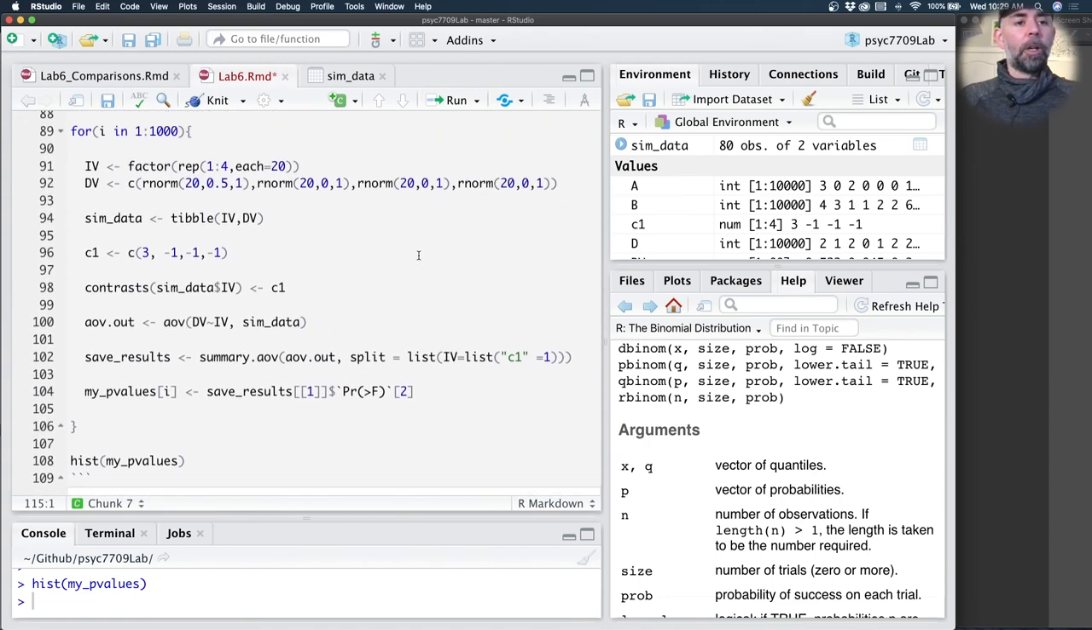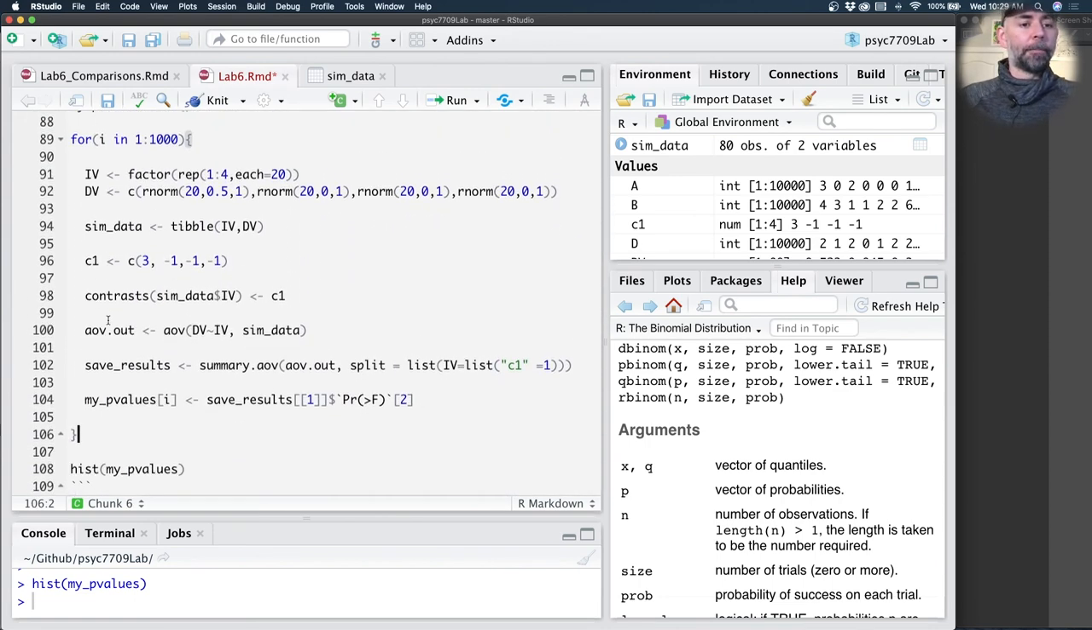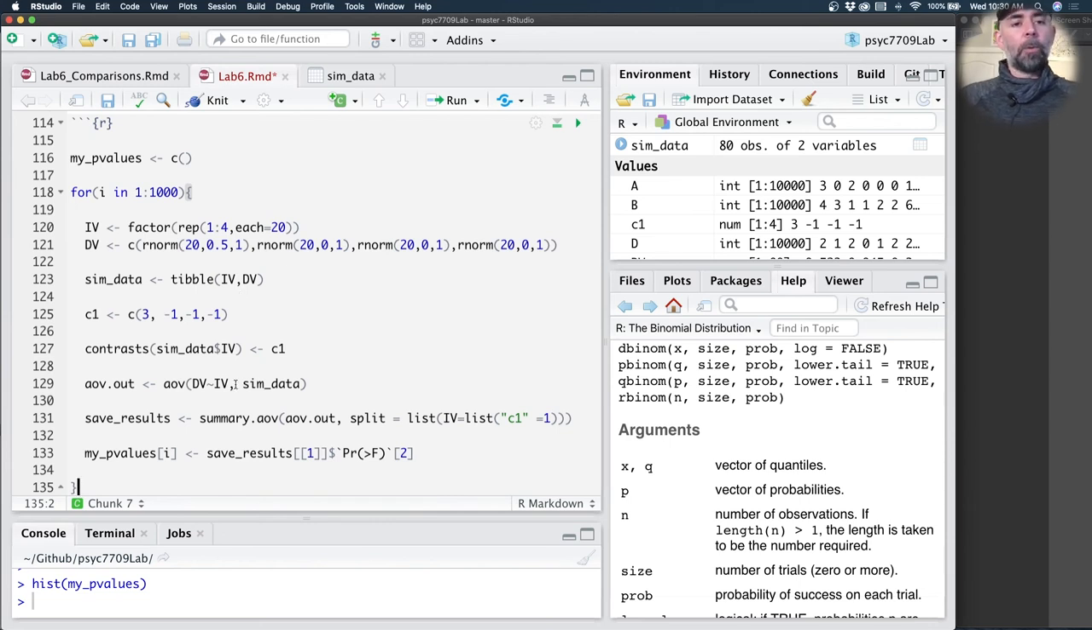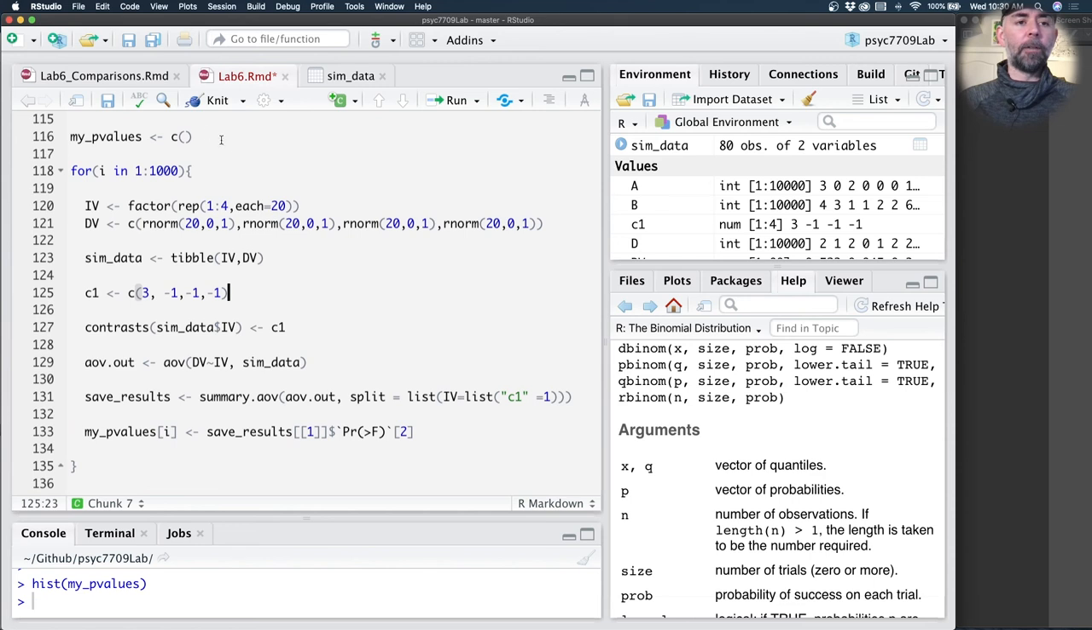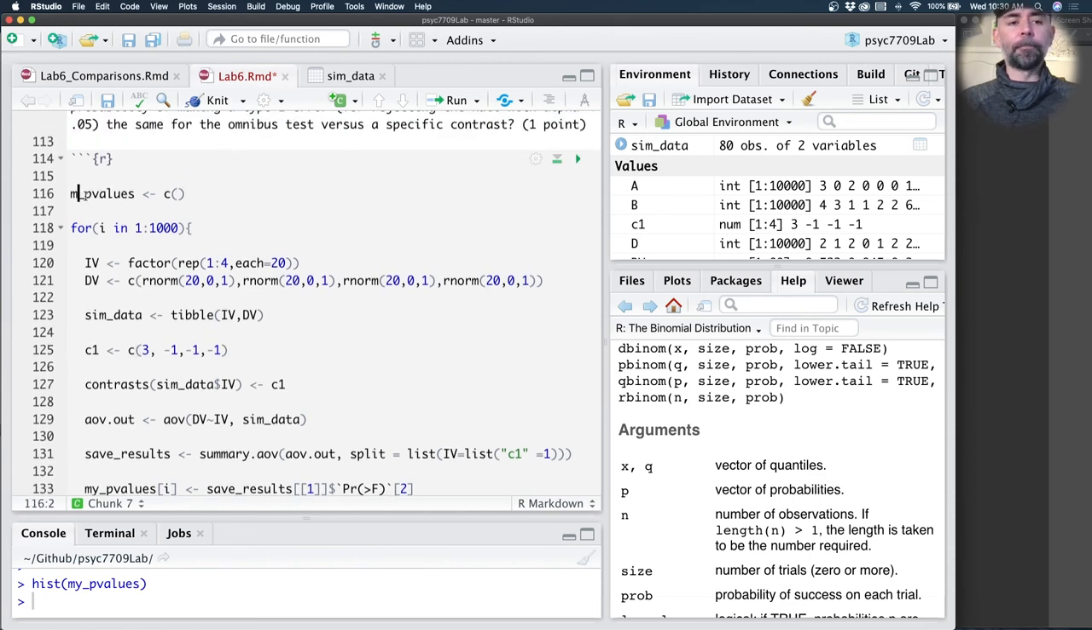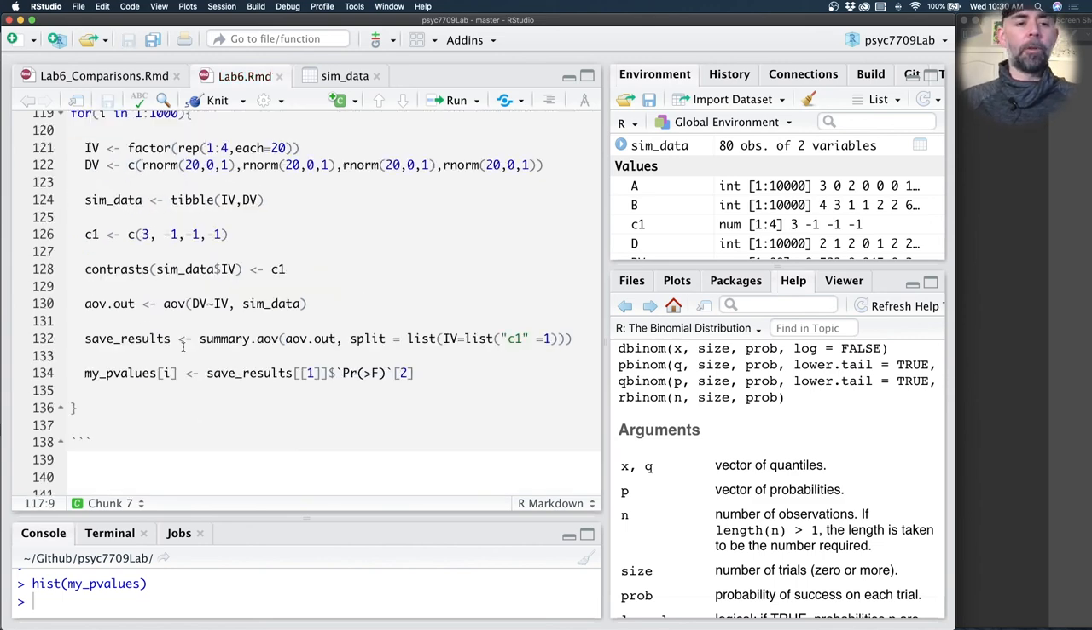I'm going to go and borrow the code from up here, pop it in. We could work with this, I think. We want to simulate the null hypothesis, so we can set group A back to zero. So now the data for all four of these groups is coming from the same distribution. We have set up our contrast already, and I'm going to save two sets of p-values. The omnibus p-values and the contrast p-values. This one is saving the contrast p-values.